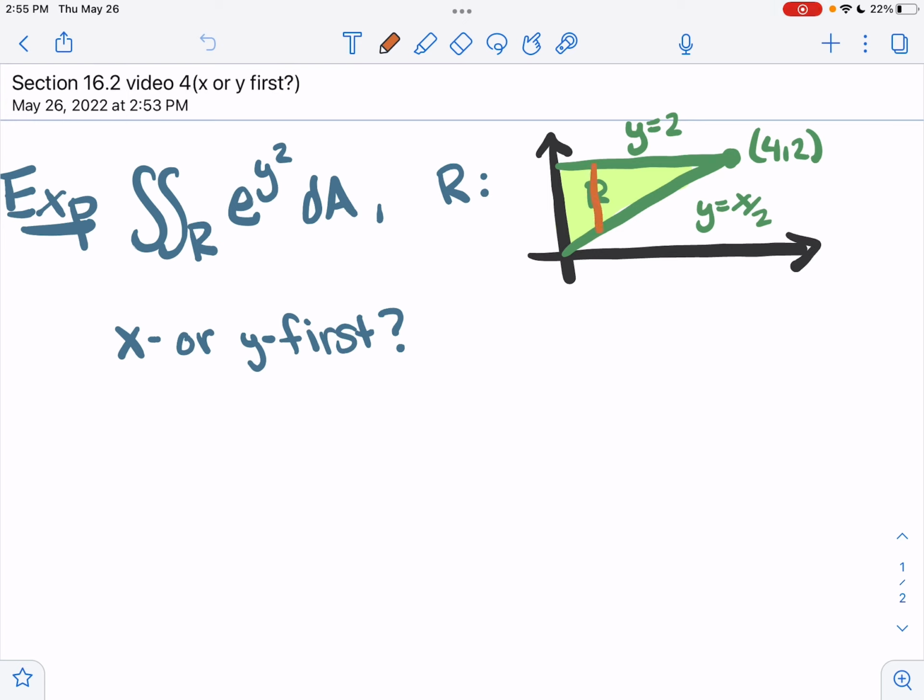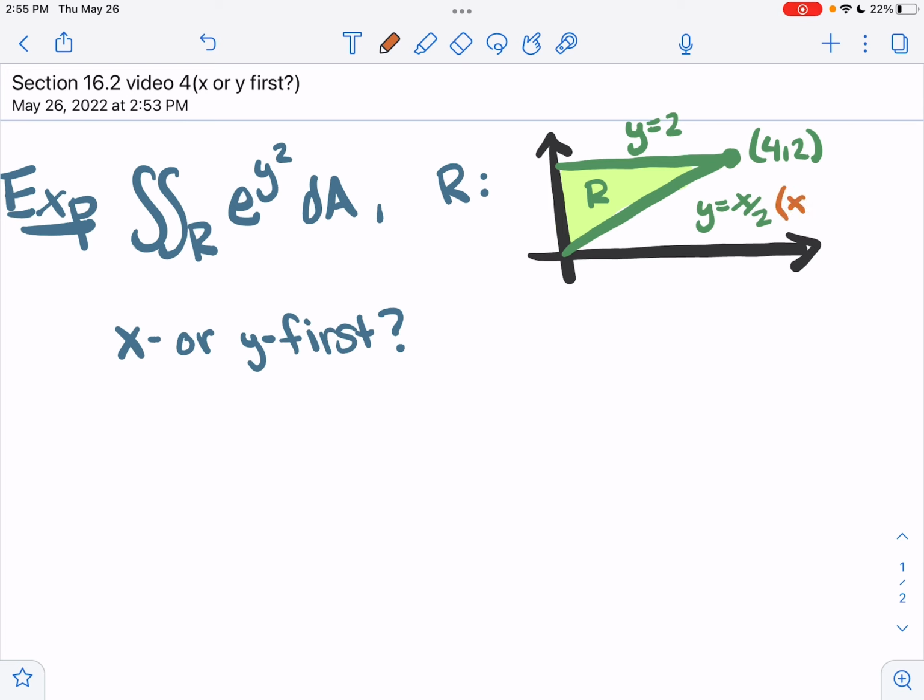If I want to go y first, I have a nice function of x down below up to a function of x up above, and it's the same function throughout the region. If I want to go x first, I have a function of y on the left to a function of y on the right, and it's the same function throughout that region. So it actually works out really nicely. Let's see how that works.